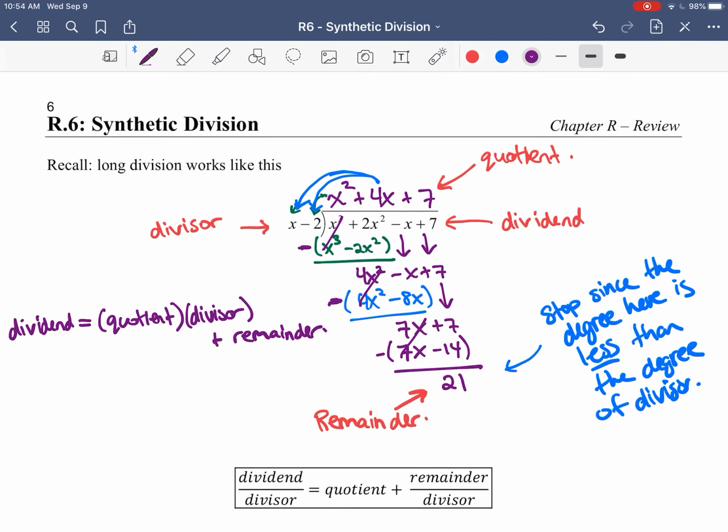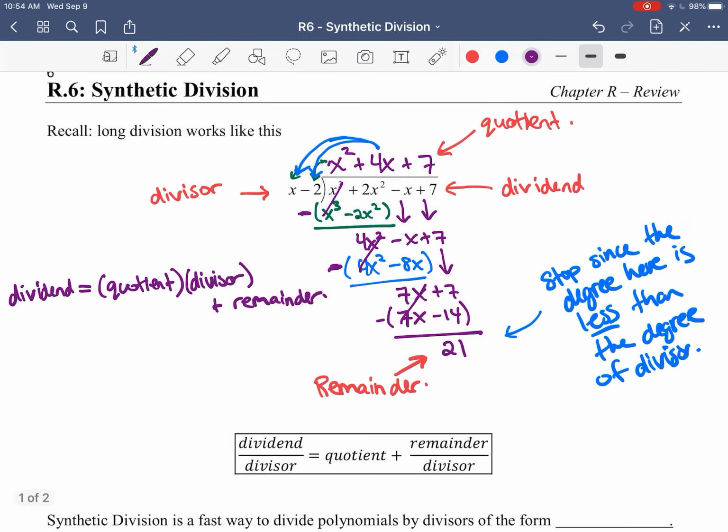Now if I divide everything by the divisor, I get what's in this box here. If you wanted the dividend over the divisor, it's going to be the quotient plus the remainder over the divisor. Either way, these say the same thing. This is just another way to say it.